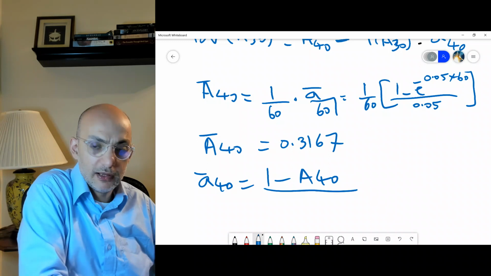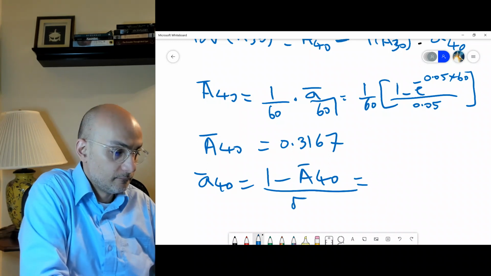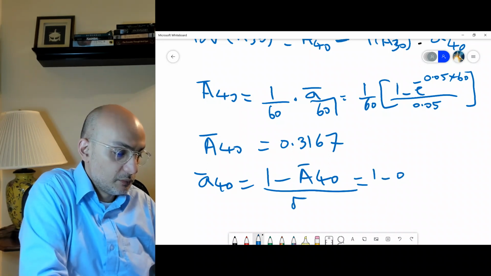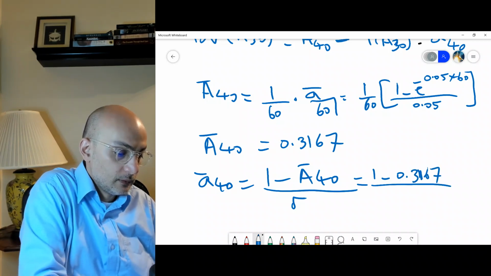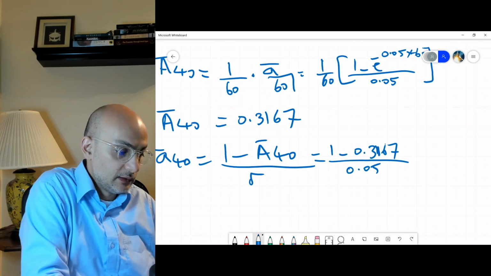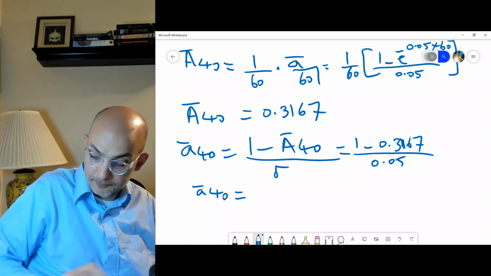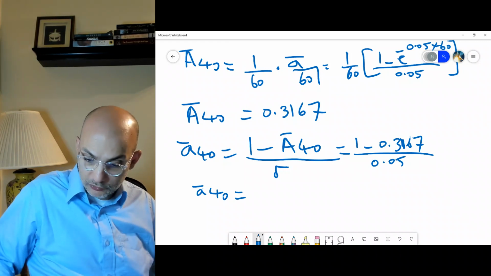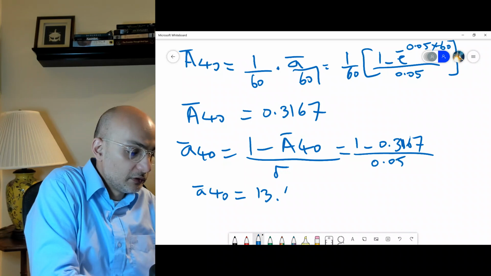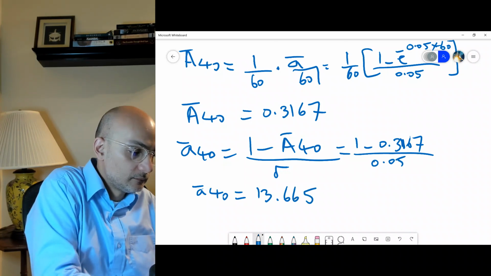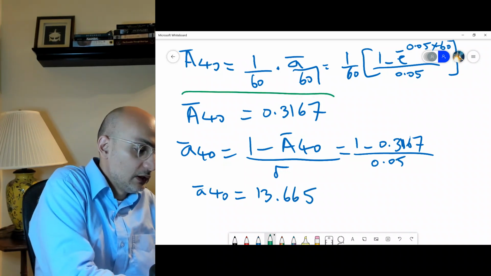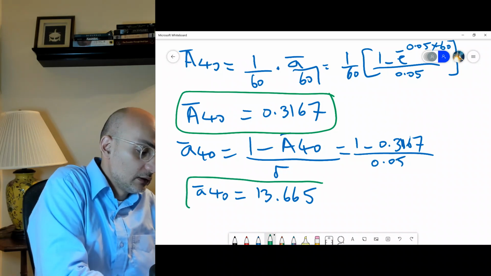Now from here we can get the annuity. So now the annuity at 40 is 1 minus 0.3167, divided by delta, which is 0.05. And now we get the annuity at 40 to be 13.665. Let's keep it so we have it.